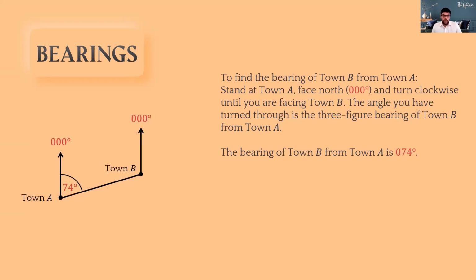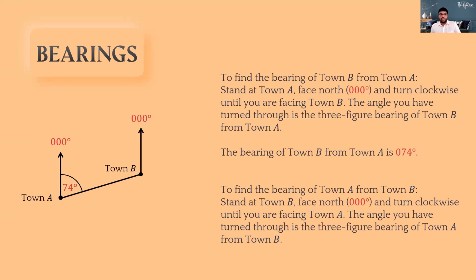Okay. Now we'll also look at town A from town B. Now you all are standing at town B. So to find this bearing, you stand at town B. So you all are standing facing north, and you turn clockwise until you are facing town A.